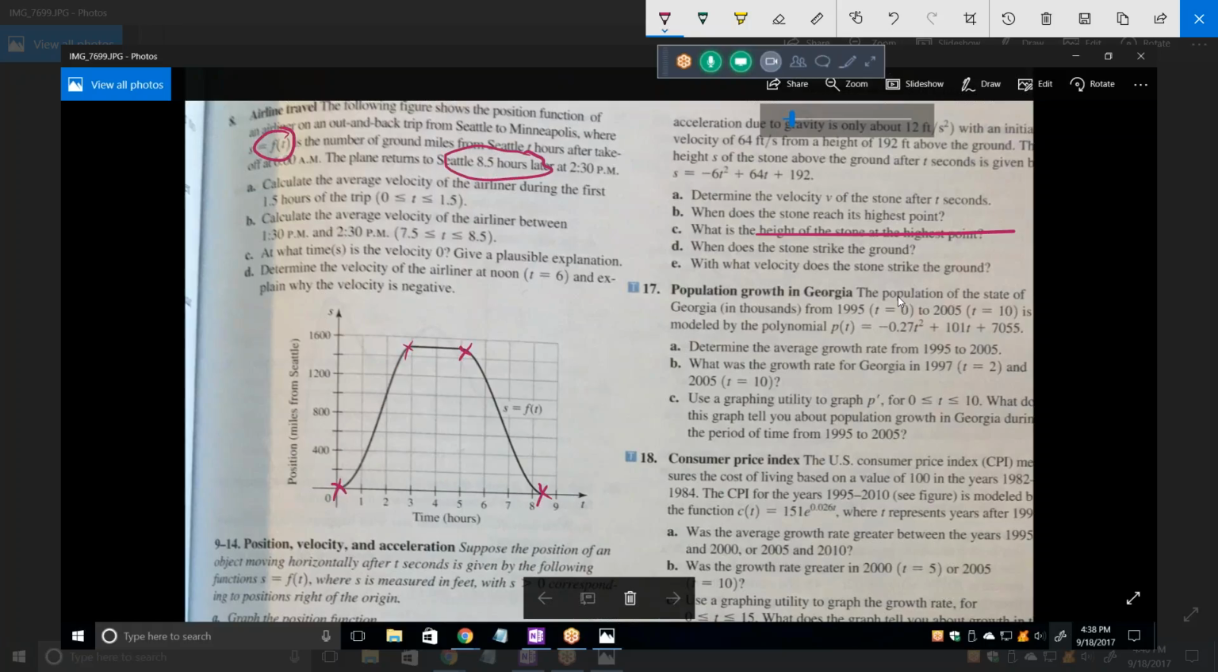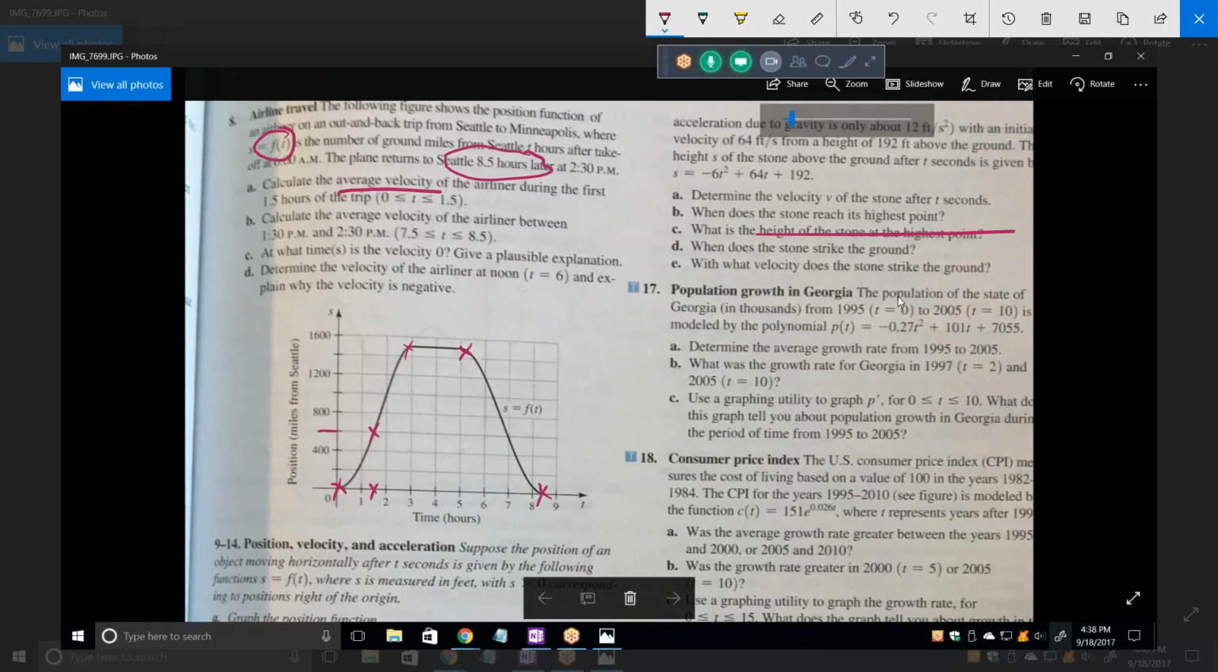Okay, let's answer the first question. Give me the average velocity during the first 1.5 hours of the trip. Well, that's from that first X to this point. And if we go up on the y-axis, after 1.5 hours, where am I relative to Seattle? 600. 600 miles from Seattle, exactly. So what's my average velocity?